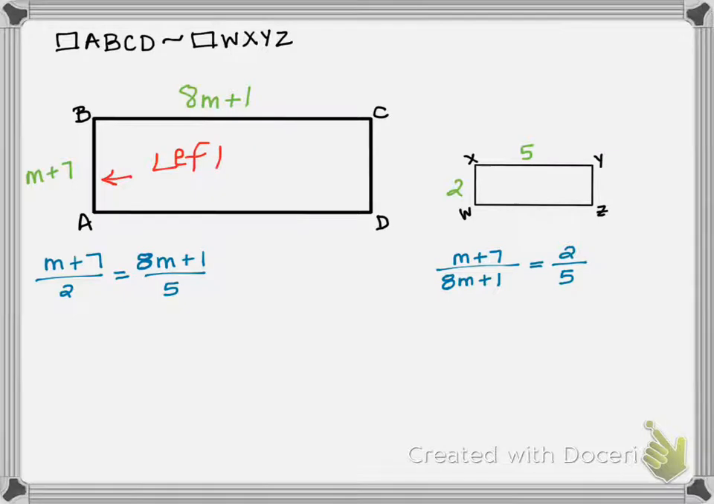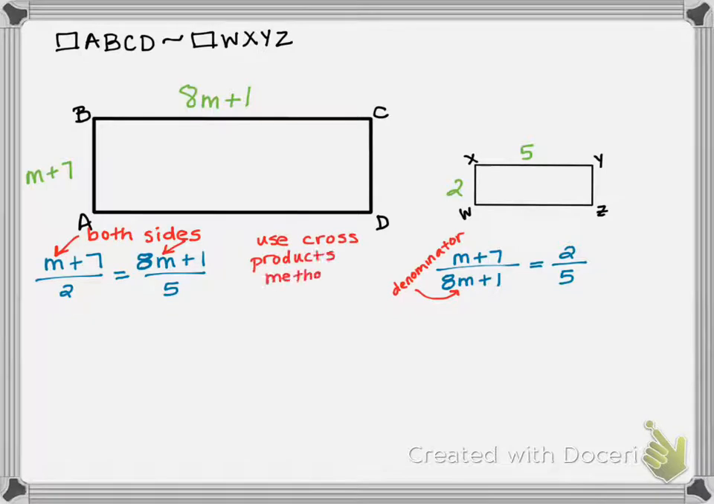So now that we know how to set them up, it's just a matter of using one of the methods that we learned to actually solve. In this case, what method should we use? Well, on the left hand side, I see that I have the variable m on both sides. Even if I set it up the way I did on the right, well, I notice that there's an m in the denominator. So either way, the criteria says that I should use the cross products method.